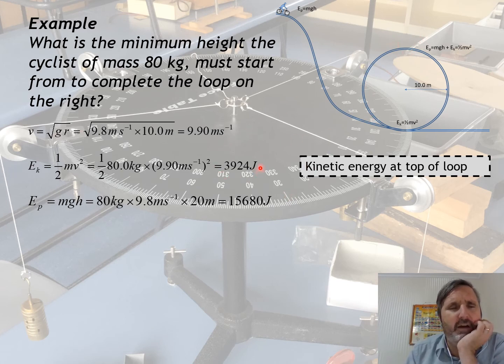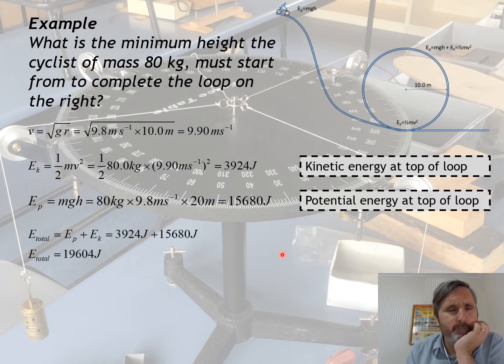So they've got this much kinetic energy, but that much potential energy. And guess what? Remember we said before that the total energy never changes. So at the top of this loop, if they have kinetic energy and potential energy, we can add these two together and they will give us the total energy that the cyclist has at the top. Now let's say that again.